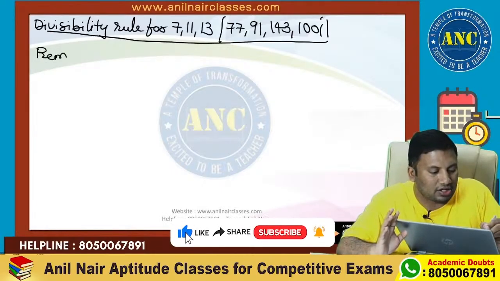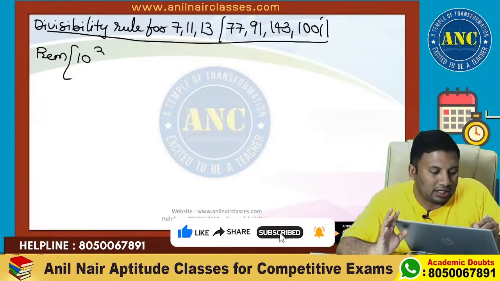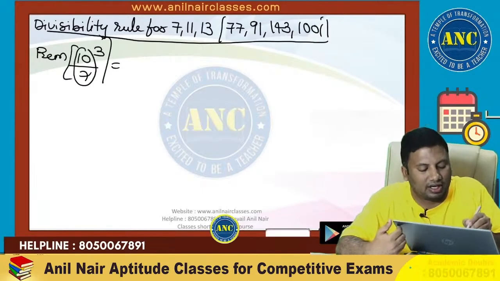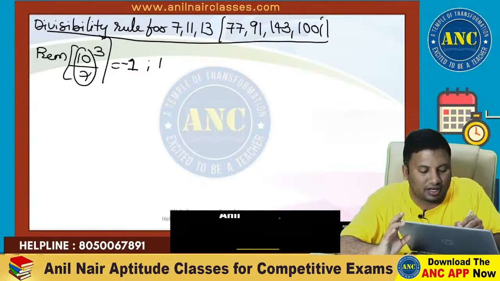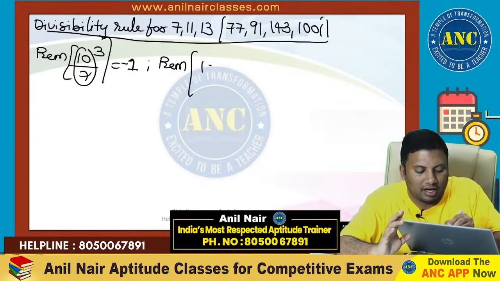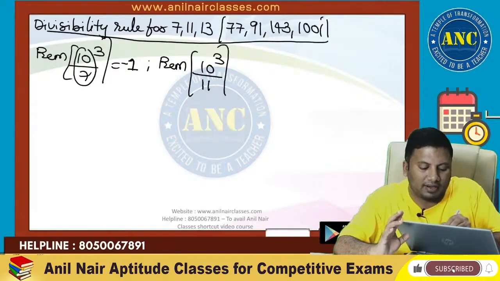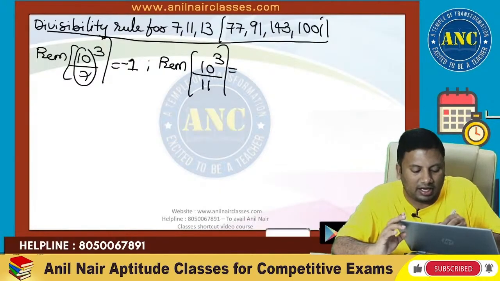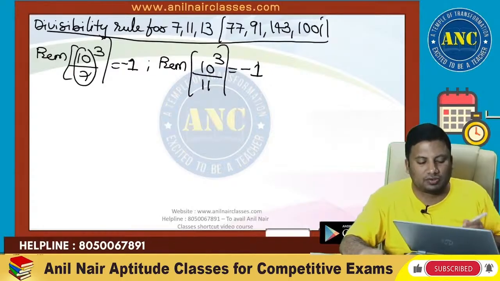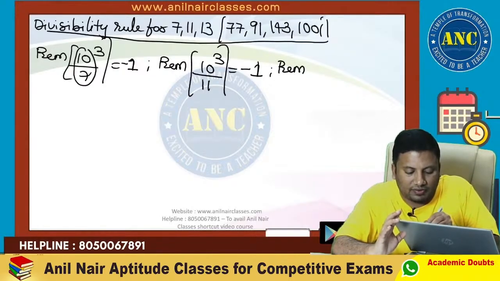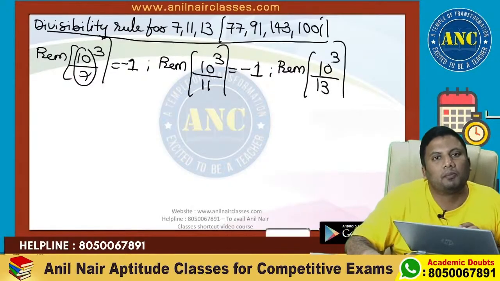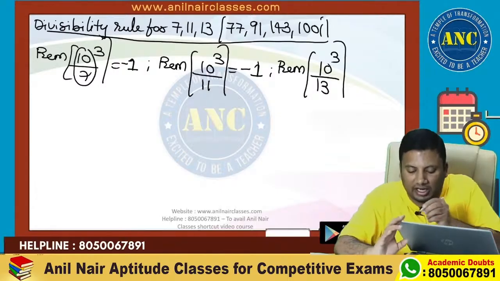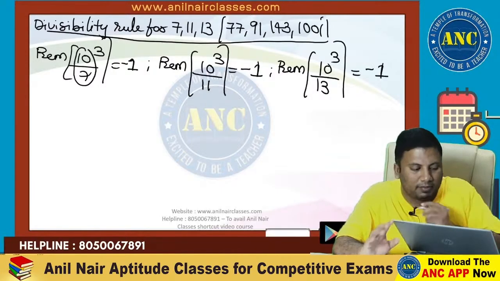Now see here. These are all derived from Fermat's theorem. 10 cube divided by 7: 7 ones are 7, positive remainder 3. 3 cube is 27, 7 fours are 28, so remainder minus 1. Next one, 10 cube divided by 11: 11 ones are 11, negative remainder minus 1, minus 1 cube is minus 1. Similarly, 10 cube divided by 13: 13 ones are 13, minus 3. Minus 3 cube is minus 27, which is nothing but minus 1.